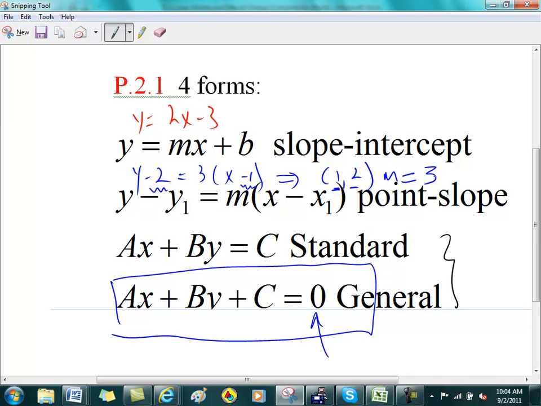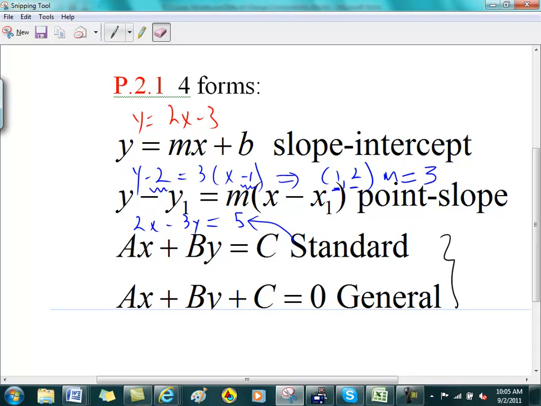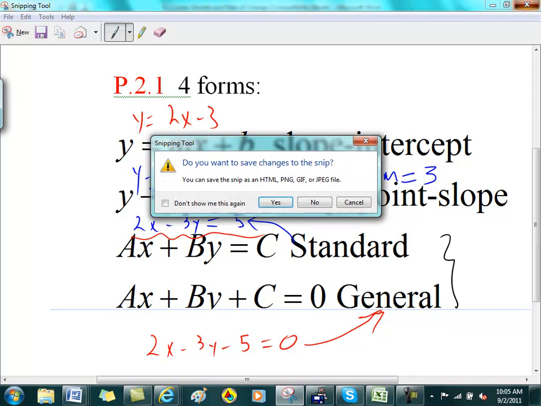A standard form would look something like this. 2x minus 3y is equal to 5. That's a standard form. Okay, that's standard. And for general, if you take the same equation and you rewrite it as 2x minus 3y minus 5 equals 0, then that's the general form. Okay? So those are the 4 different forms of equations of a straight line that you need to know.